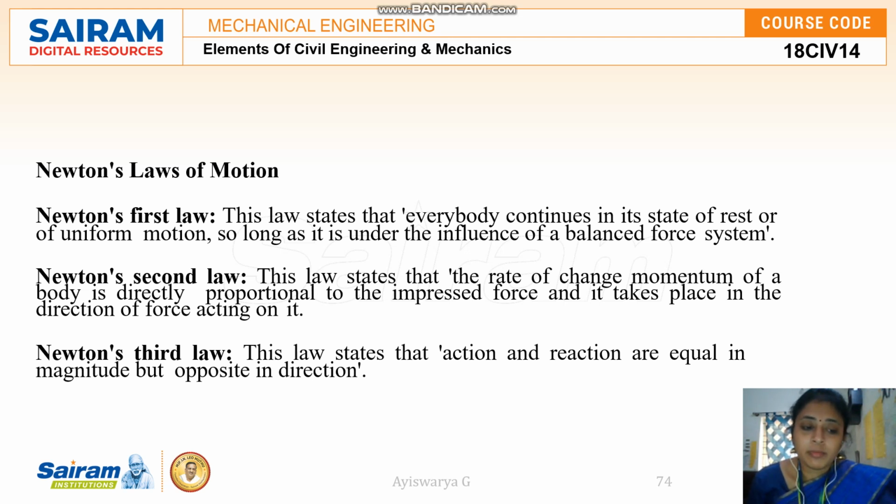What is meant by Newton's second law? It says that the rate of change of momentum of a body is directly proportional to the impressed force, and it takes place in the direction of the force acting on it. So guys, F is equal to ma. That is the final result obtained from Newton's second law. The rate of change of momentum is directly proportional to the force. That's what Newton's second law explains.